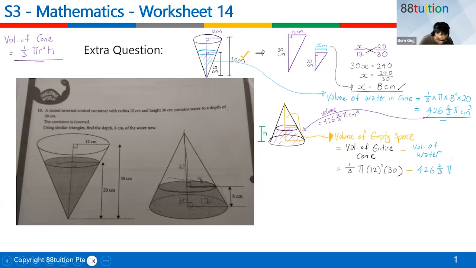Beautiful. So when you find the volume of the empty space, don't press your pi. Your pi is part of the answer, so that you can have a very exact value. So I press my calculator, 1/3 times 12 times 12 times 30, 1440, minus 426 and 2/3. And your pi, just put it at the back. This is 1013 and 1/3. Can you still follow?